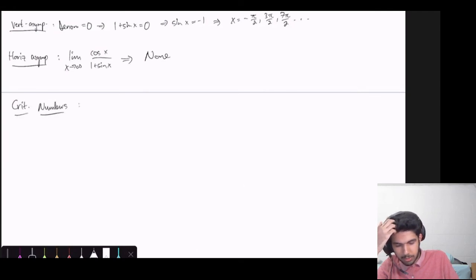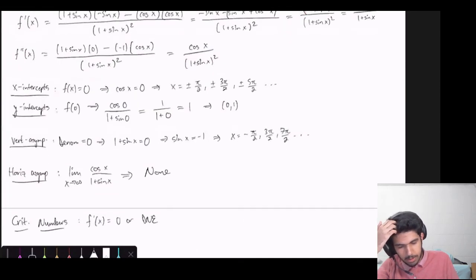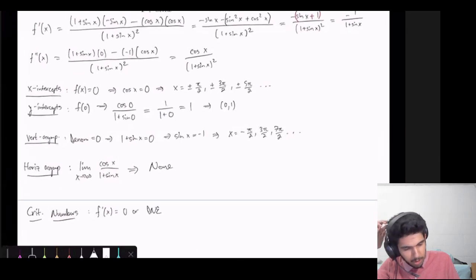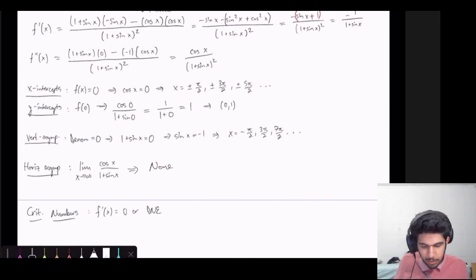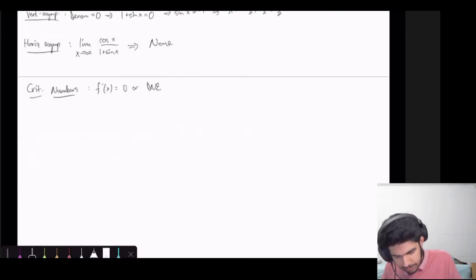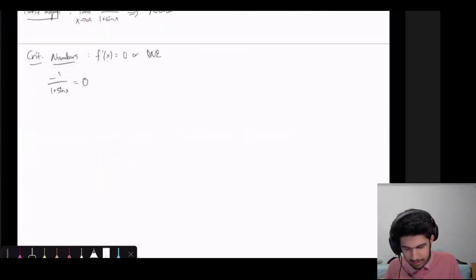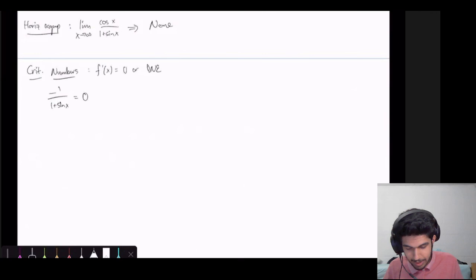So this occurs where f prime of x equals 0 or DNE. So that means we want negative 1 over 1 plus sine x to equal 0. And that just does not occur ever. So this will just say never.